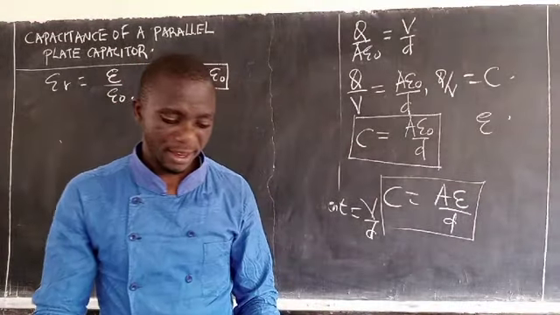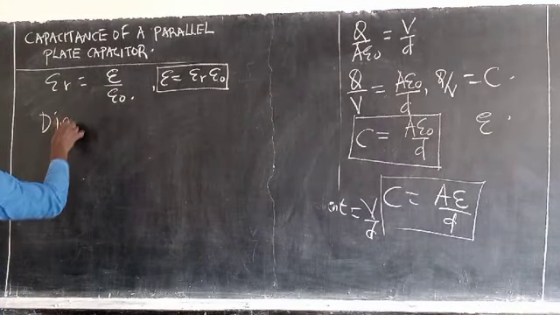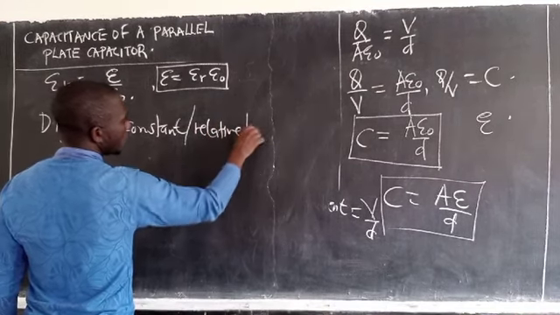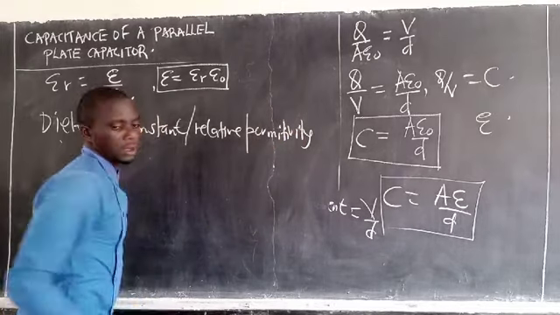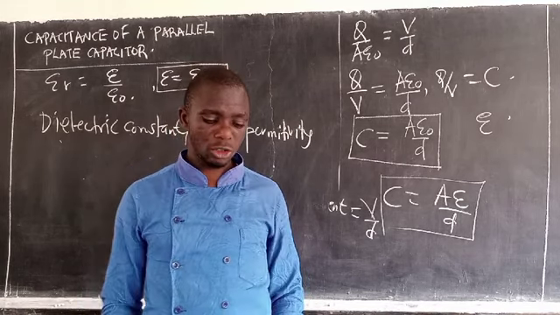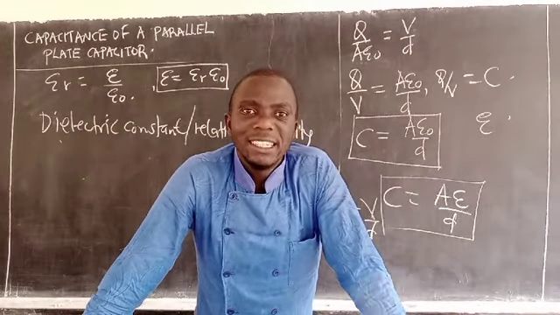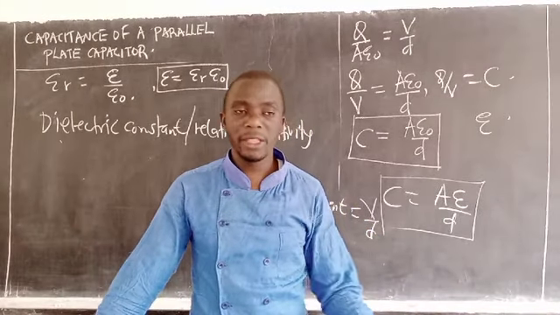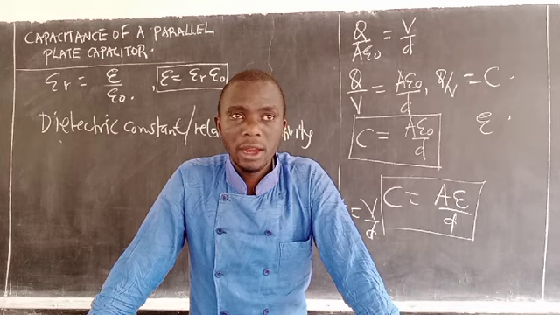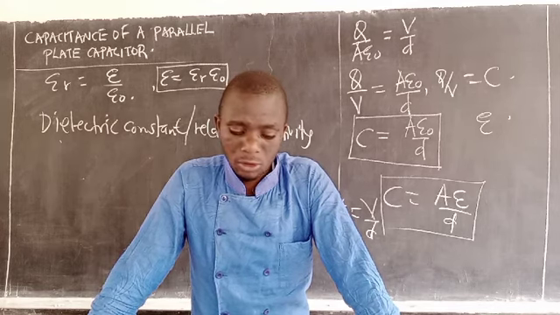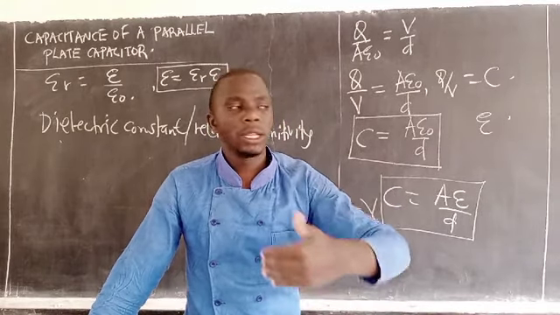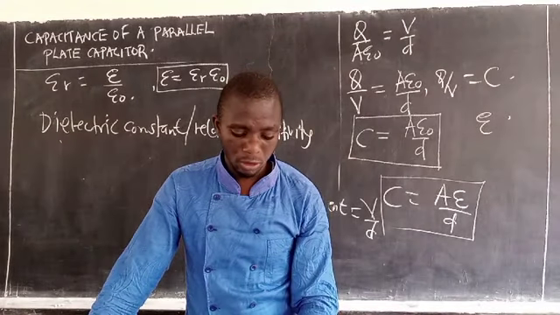And the definition: dielectric constant, or what you call relative permittivity, is the ratio of the capacitance of a capacitor filled with the dielectric to the capacitance of the same capacitor when filled with air or vacuum.